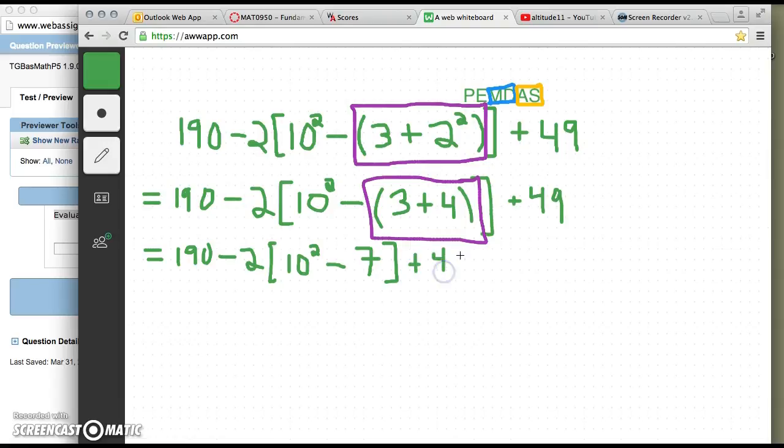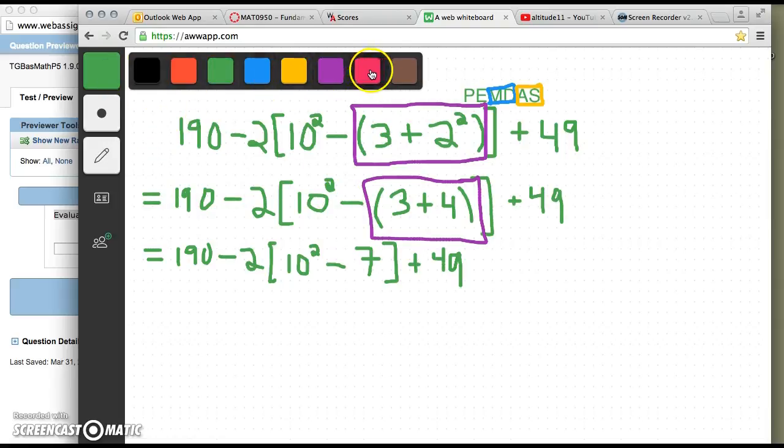And we still have plus 49 here at the end. Okay, so once you've taken care of part of your problem, you always want to go back to the very beginning of PEMDAS. And we want to start all over. All right, so we took care of that original innermost set of parentheses. Are there now any other sets of parentheses to take care of? And in this case, yes, there are.